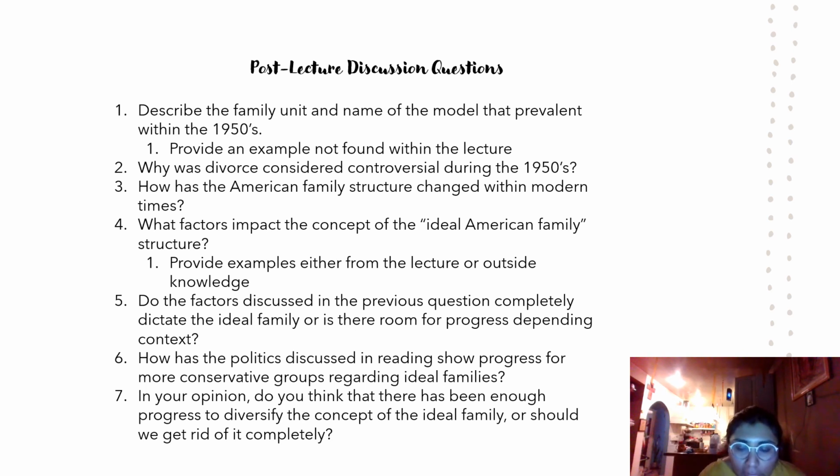The seventh question though, like pre-lecture question number 6, is in their opinion, which I wrote: in your opinion, do you think there has been enough progress to diversify the concept of the ideal family, or should we get rid of it completely? And again, they can use their previous answer from the pre-lecture, or even add more to it based on what they learned from the lecture. And then the goal afterwards would be to compare the pre-lecture answers versus the post-lecture discussion questions as a class, and discuss whether or not there have been changes in their answers from the pre-lecture to the post-lecture, or if there haven't been any changes at all, or if they need further clarification.